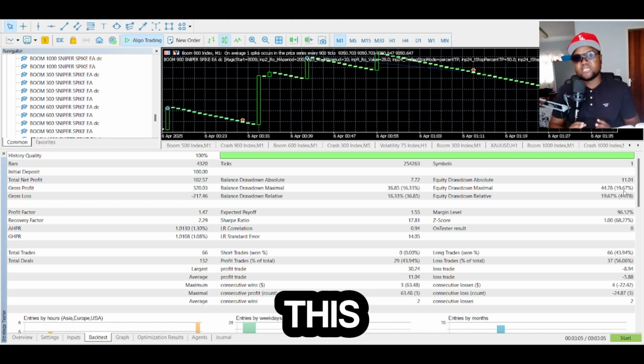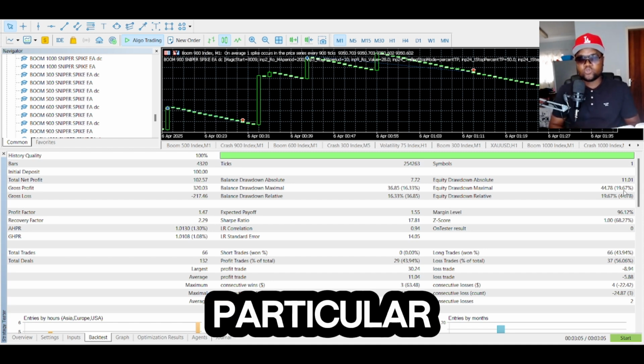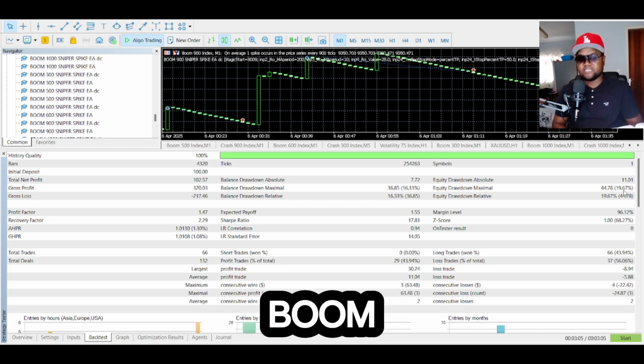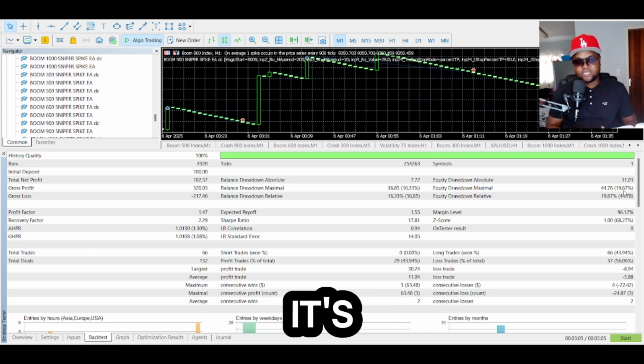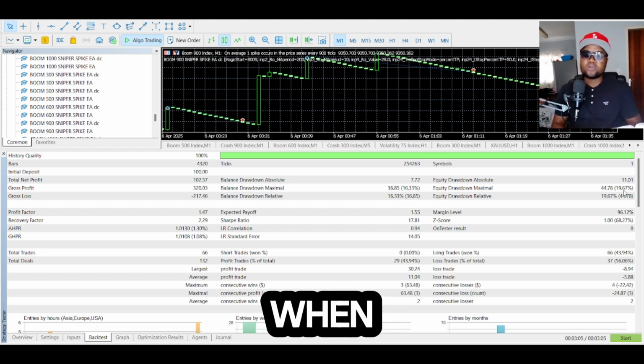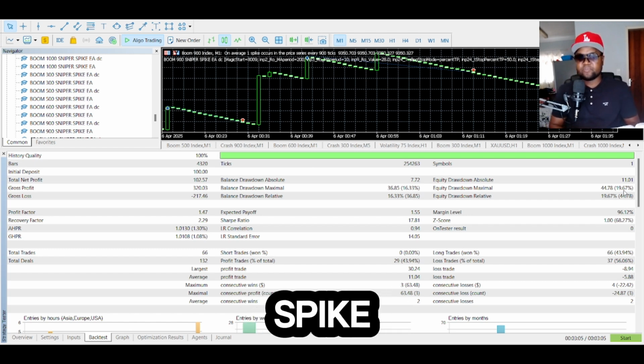What I'm trying to say is this: if the higher time frame trend is bullish in Boom, that's the perfect time for you to use that particular EA. If the higher time frame is bearish in Crash, that's the best time for you to use the EA. So the most important thing is this: these EAs are spike EAs. In Boom, you want to catch spikes when it's in a bullish trend. In Crash, you want to catch spikes when it's in a bearish trend. So you also need to know when to use the EA if you are looking at this sniper spike EA.